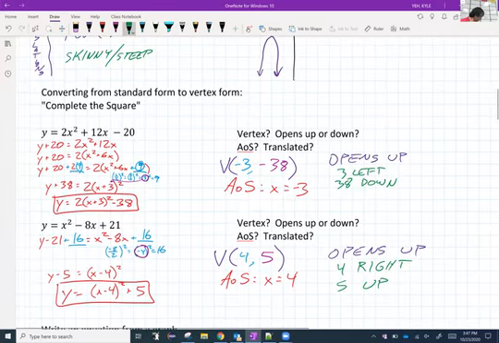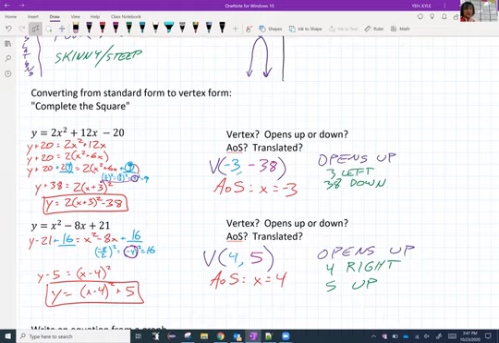So again, why do we like this vertex form? Because as soon as we put it in vertex form, we actually know quite a bit about what it will look like. We know where its vertex is. That's why it's called vertex form. We know if it opens up or down. We can tell if it's going to be skinnier than normal or wider than normal. Talk about those translations, axis of symmetry, things like that.